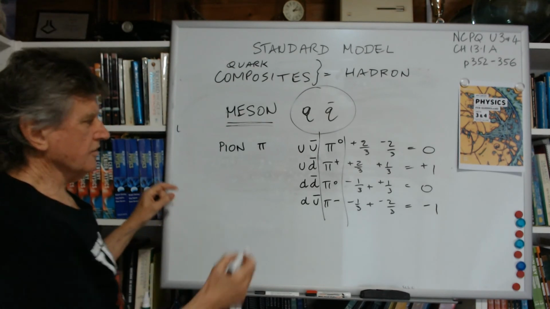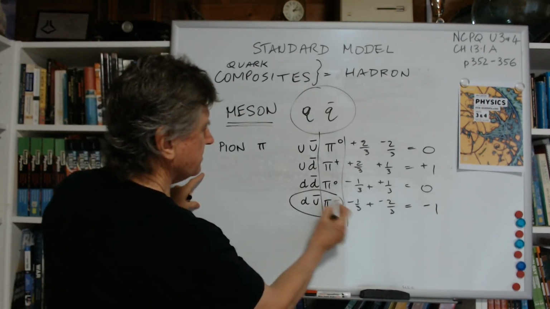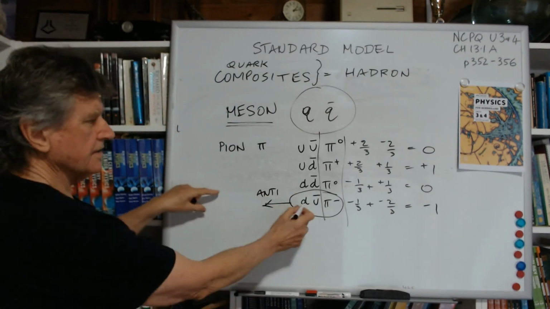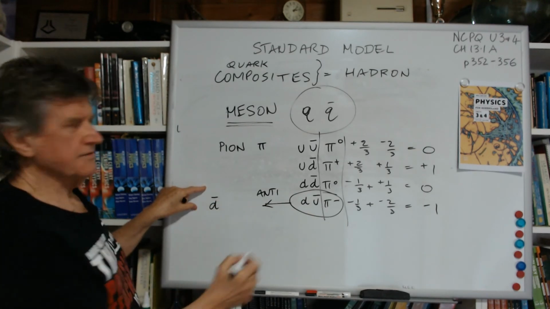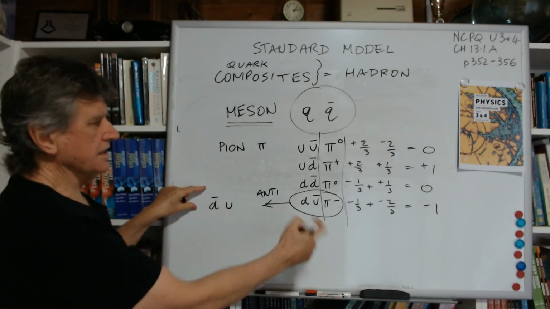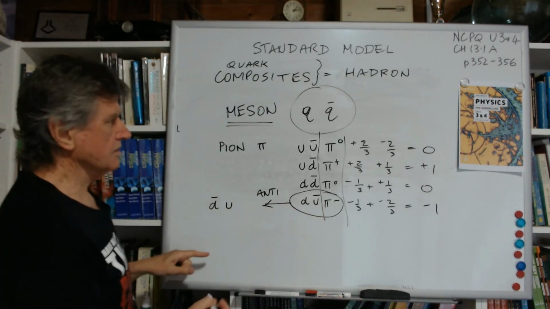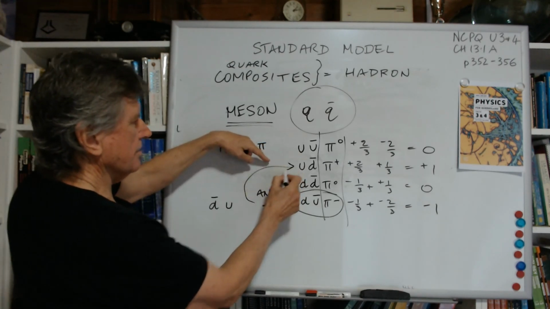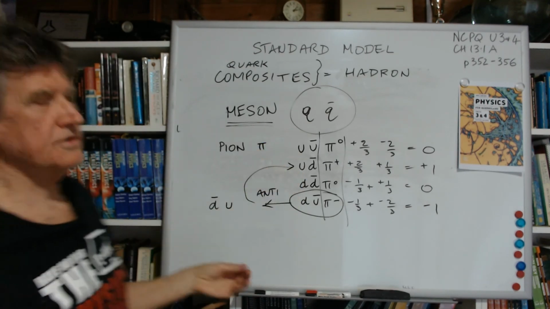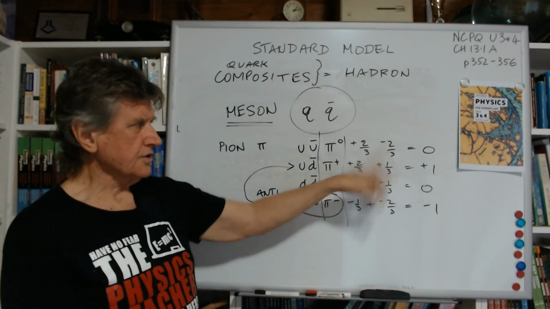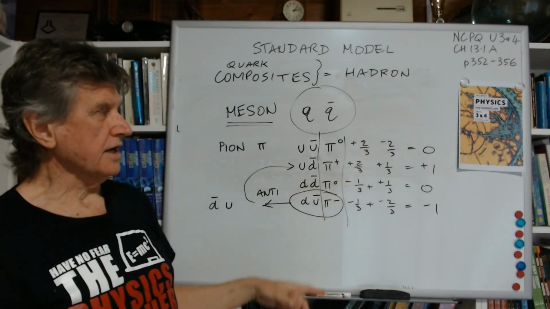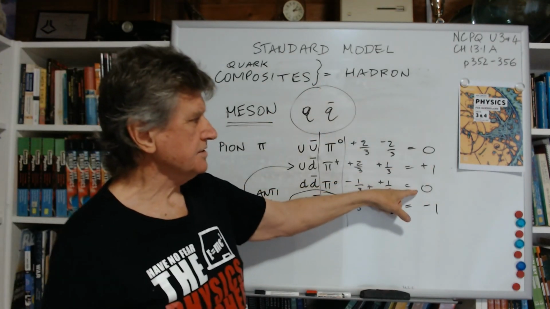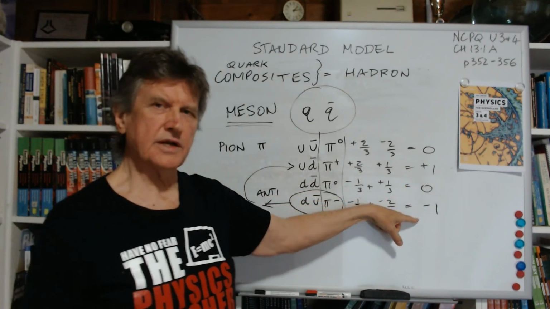Okay, now if I said to you, what's the antiparticle of this? All it would be is the down would be anti-down, and the anti-up would be up, so it would look like that. So the antiparticle is that one there. Okay, so mesons can be charged, and that's important for later on, because you'll notice not all mesons are charged. Some are 0 and some are electrically charged.